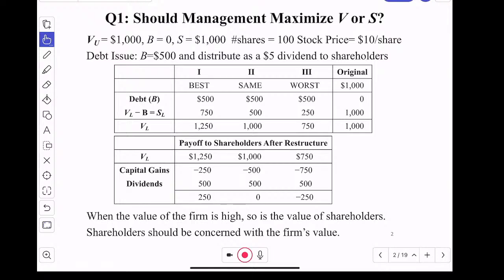So it's a demonstration of the logic used to answer this question. Should management maximize the value of the firm or shareholder equity? So we begin with a firm that is unlevered. That means there's no debt. So it's an all equity firm. When you see a U, that's an all equity firm.